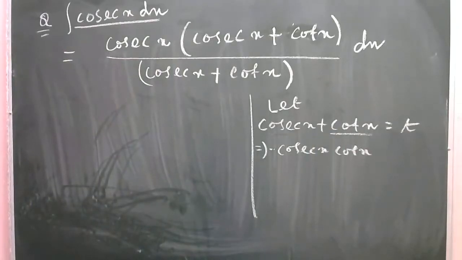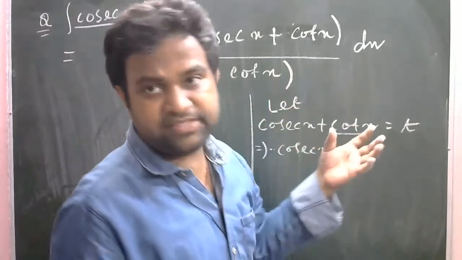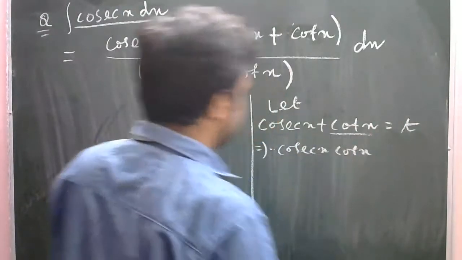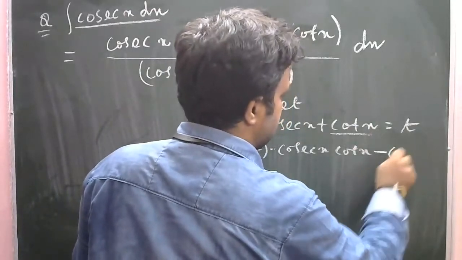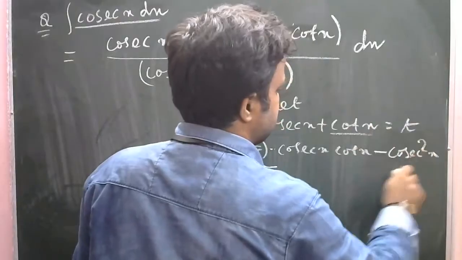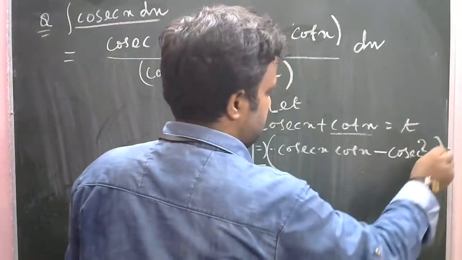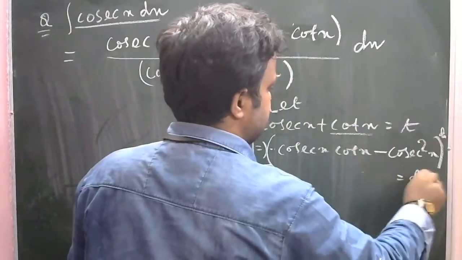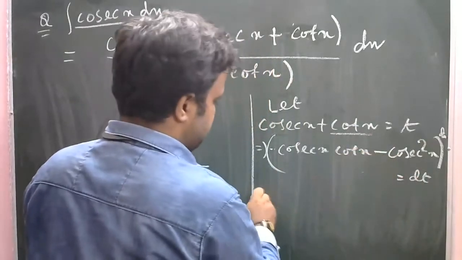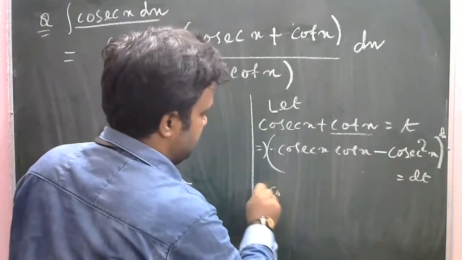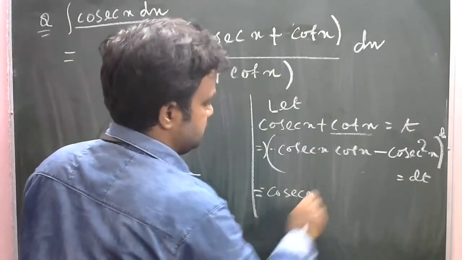The derivative of cot x is minus cosec square x. So we get minus cosec x cot x minus cosec square x, the whole into dx, is equal to dt. Now I can take one cosec x outside, minus cosec x will come out.